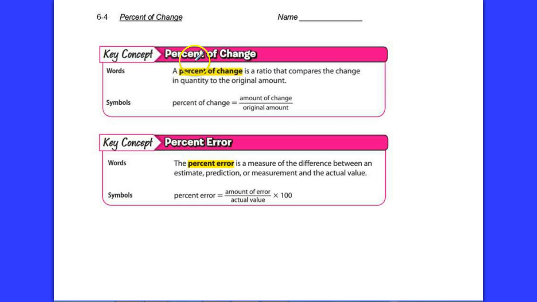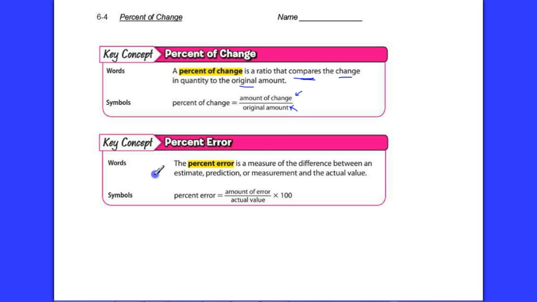A percent of change is a ratio that compares the change in a quantity to an original amount. This might say if you have an investment of money and you want to know how much money it's made, you compare it to how much money you invested originally, and that gives you a percent that it changed to tell you how well the investment did. And here's the equation. The percent of change is found by taking the amount of change and dividing it by the original amount. It's really simple to do, really.